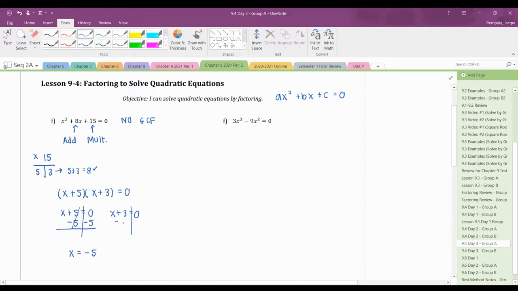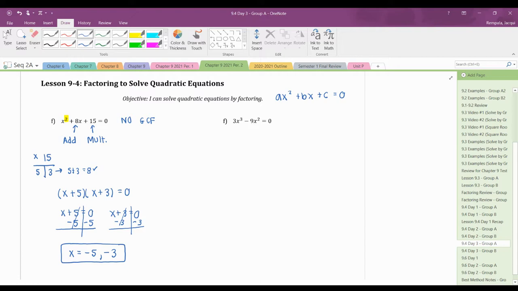Over in the second equation, I'm going to have to subtract 3 to get the x by itself there. 0 minus 3 is going to give me a negative 3. So here are my two solutions. Once again, I should always have two answers because x squared, that exponent of 2, tells me I have two answers.